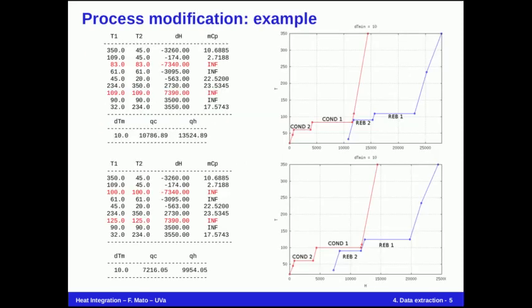Here you can see an example of a process with two columns, condenser and reboiler 1 and condenser and reboiler 2. The pressure of column 1 has been augmented, and so the temperature of condenser 1 and reboiler 1 has increased, allowing condenser 1 to overlap partially reboiler 2, recovering then more heat. And this is all for this lesson and for data extraction.